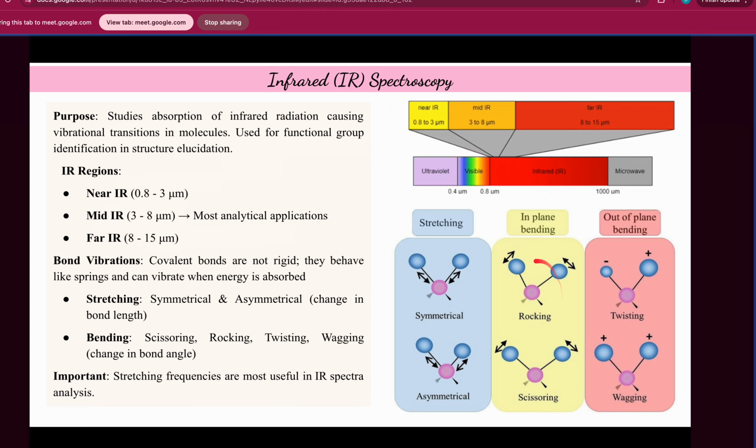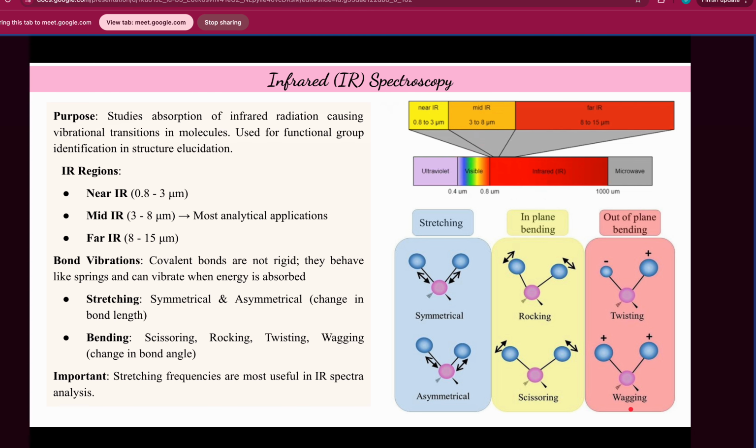This type of bending is known as in-plane bending. That means they are in the same plane. They are just moving either closer or farther from each other. Whereas in case of out-of-plane bending, they are moving up and down. For example, in twisting, this is oxygen and these are two hydrogens. One of the hydrogens we are pulling upside, whereas we are bending the other hydrogen downside. So in this way also, I am changing the angle which is formed between these two bonds, and we are moving one up and one down. That is known as twisting.